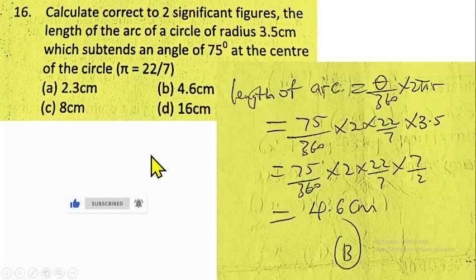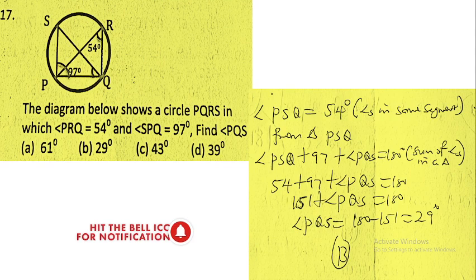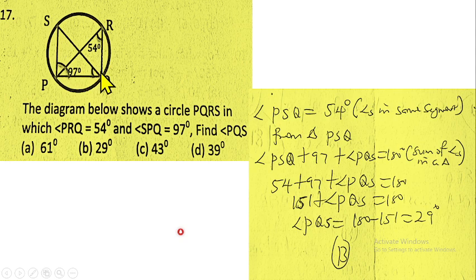Question number 17 is also on circle geometry. The diagram below shows the circle PQRS, in which angle PRQ, this angle here, is 54 degrees, and angle SPQ, the whole angle here, is 97 degrees. Find angle PQS, the angle marked here. So it's very simple as well. Angle PRQ is equal to this angle here, PSQ. This angle here is equal to this angle here, reason being that they are in the same segment. Angles in the same segment are equal. So that means this angle is 54 degrees.